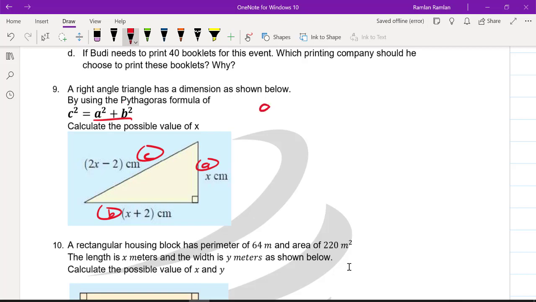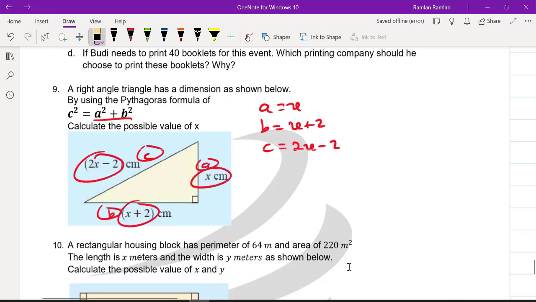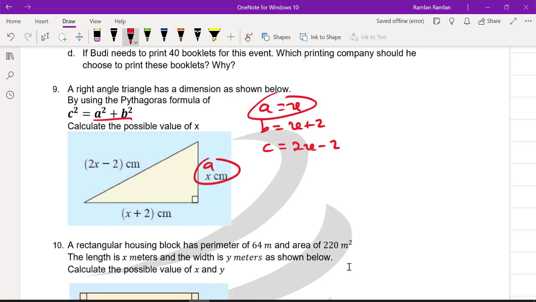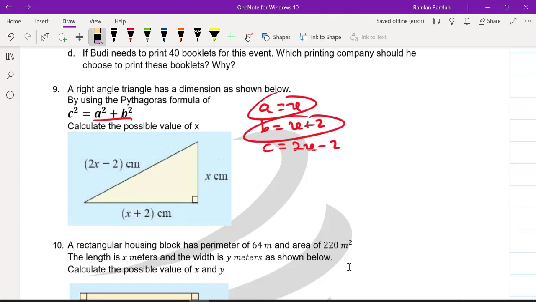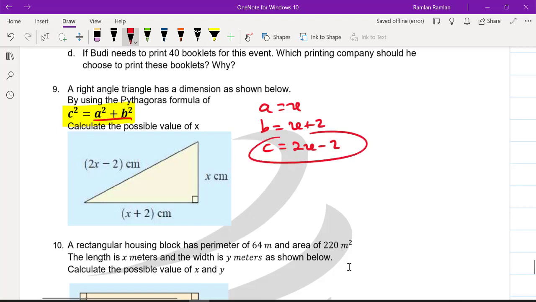Okay, so I'm going to read that. a is going to be x, the b is going to be x plus 2, and the c is going to be 2x minus 2. So a is this one, b is this one, and c is this one. Now we're going to plug these values of a, b, and c into the formula. I'll change the c to 2x minus 2.